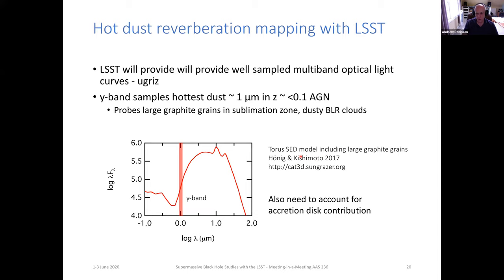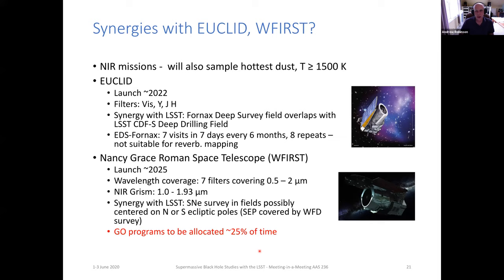So although we're not at the peak of the torus dust distribution, we can sample the hottest dust, although we will have to account for the accretion disk contribution. In addition to LSST Y-band, you could do similar things with Euclid by combining LSST data with Euclid and WISE, which are also near-infrared emissions and will sample the hottest dust at low redshifts.